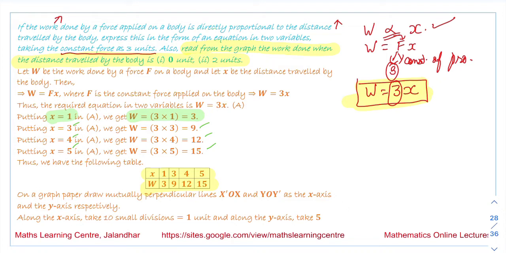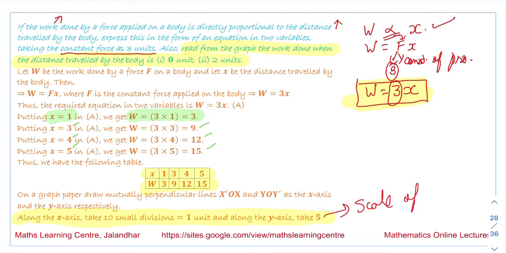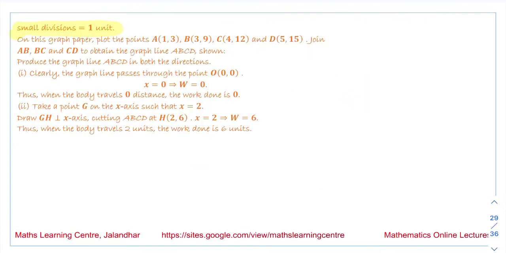So the scale we have mentioned over here is that along the x-axis we take 10 small divisions equal to 1 unit, and along the y-axis we take 5 small divisions equal to 1 unit. This is the scale of the graph that we are going to plot. So using all these values, we have to plot these points: 1, 3; 3, 9; 4, 12; and 5, 15.